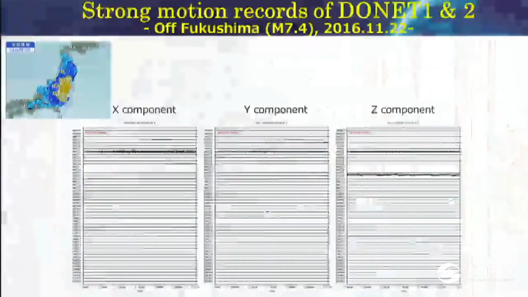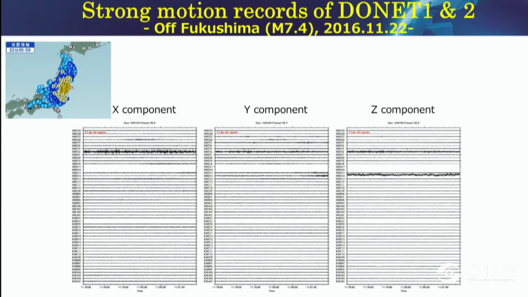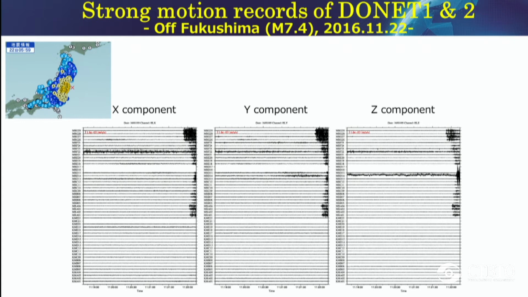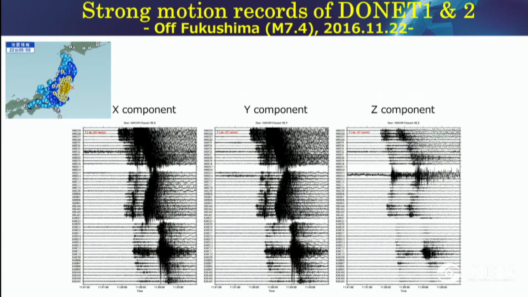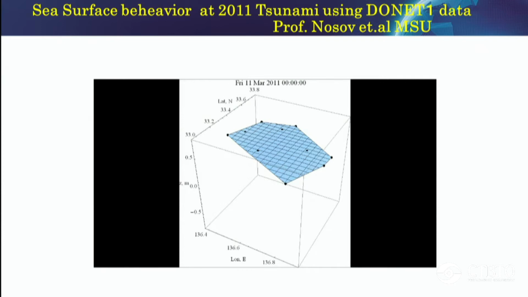Next slide. I would like to show the Fukushima earthquake last November. Yes, a magnitude 7.4 occurred here. This is a record by DoNet. Yes, you can see the DoNet here. You can understand the sensitivity of the DoNet. Next slide. So I would like to show the other behavior of the DoNet record.